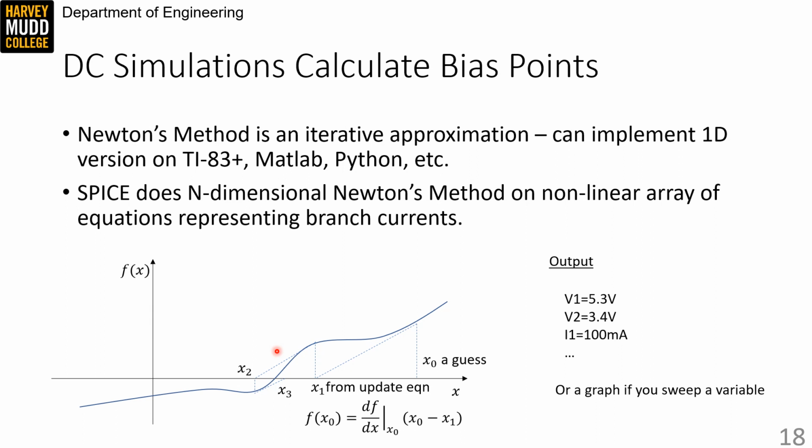The output of a DC simulation is shown over here. It's either a list of voltages and currents with numbers next to them, or if you swept a variable, you'll get a graph showing the voltage and current versus your swept variable. This list of numbers happens with a .op analysis, and this happens with a .dc analysis.